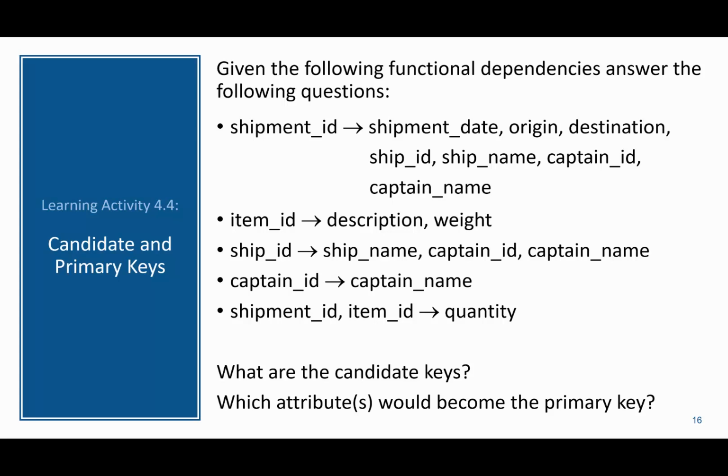And then shipment ID and item ID together determine quantity. So we've already determined that shipment ID and item ID are not on the right. So our primary key would become shipment ID and item ID together.